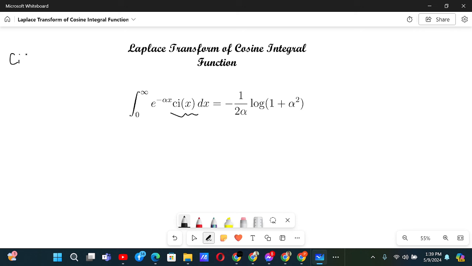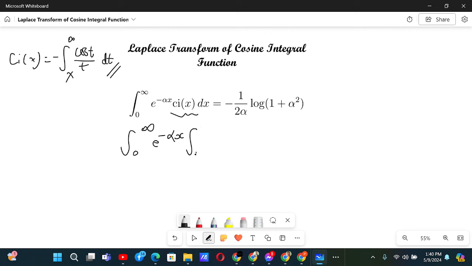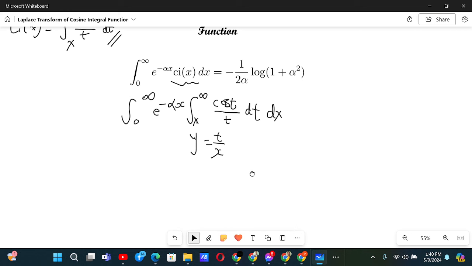We know that the cosine integral function is defined as the negative of the integral from x to infinity of cos t by t dt. So now this is the integral from 0 to infinity of e to the power minus alpha x, times Ci of x, which is the integral from x to infinity of cos t by t dt, and then dx. Now let y be t by x. This is done so as to convert the limits into numbers. That is the purpose of doing this.